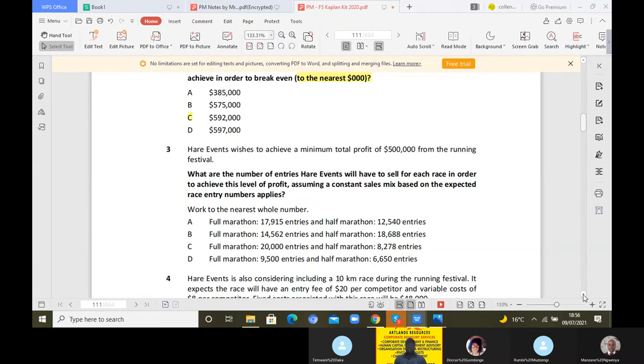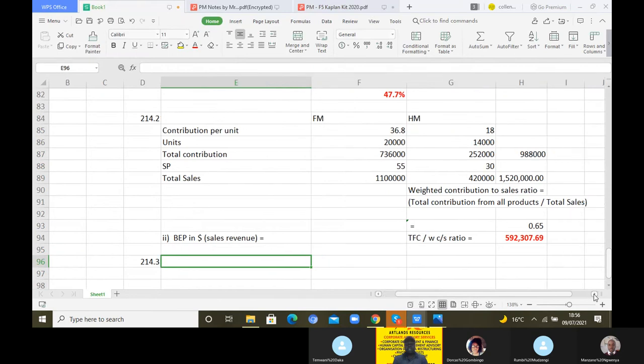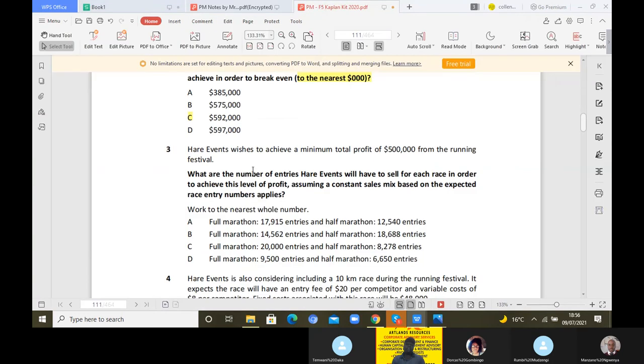What, in your opinion, are the number of entries which you expect your events to sell to achieve a target profit? So we still have to calculate sales. Here they are saying number of entries, meaning units. When they say number of entries, these are units, they are not revenue. Number of entries, these are units to achieve a target profit.